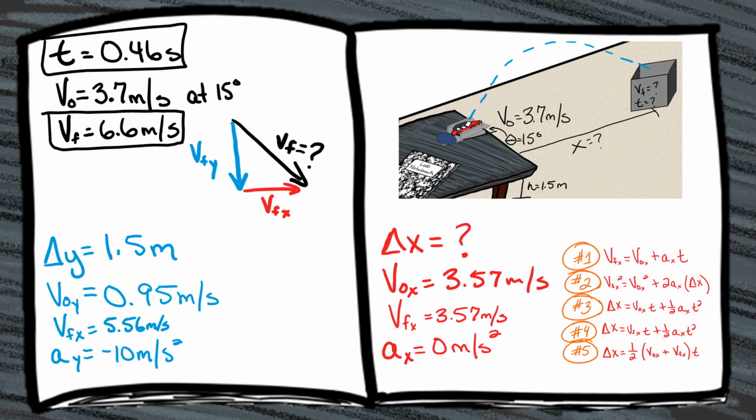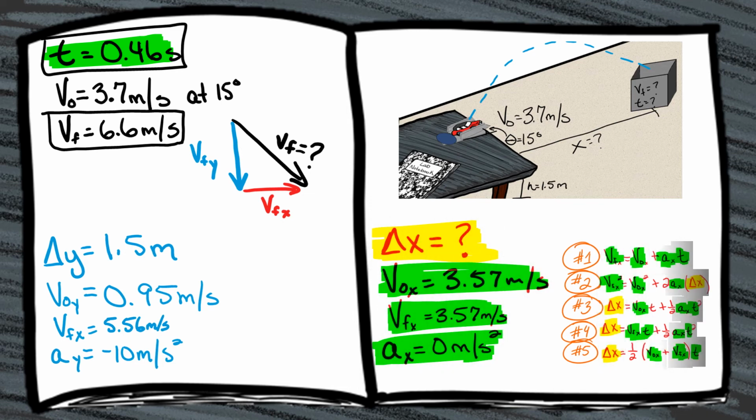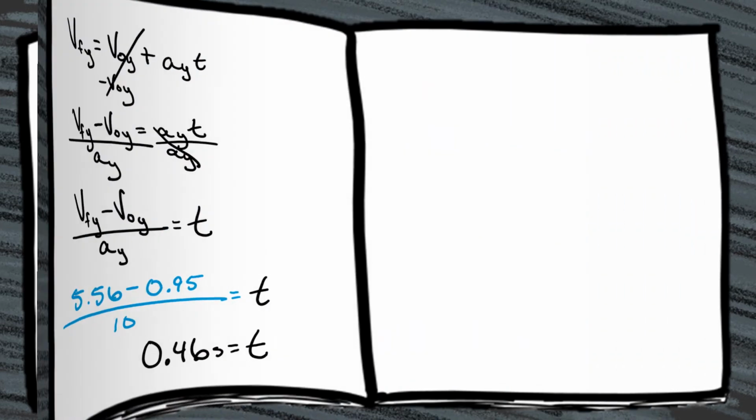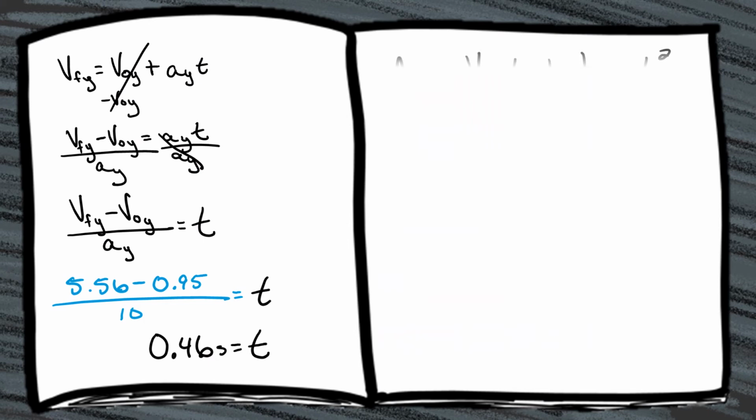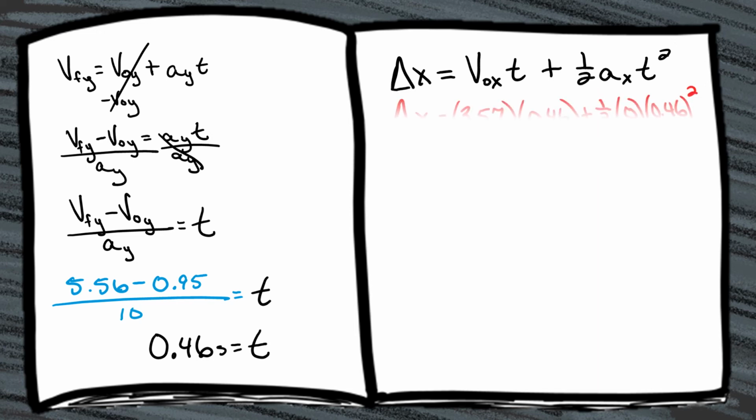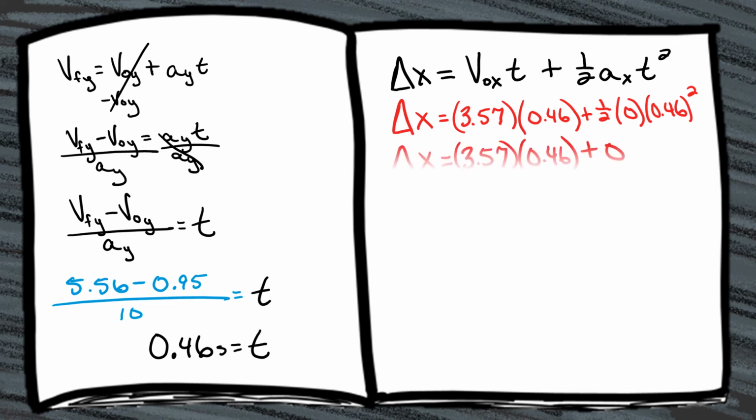Okay, next let's solve for the distance that the projectile will travel from the table. In other words, the horizontal displacement, which is delta x. Yes, that's right, Alex. We can use this kinematic equation to solve for delta x. All we need to do is plug in our values and then solve. Now, notice, we see that 1/2 a t squared results into 0, since horizontal acceleration was 0, which means that we're actually only left with delta x equals horizontal initial velocity times time, resulting in 1.62 meters as the horizontal displacement.